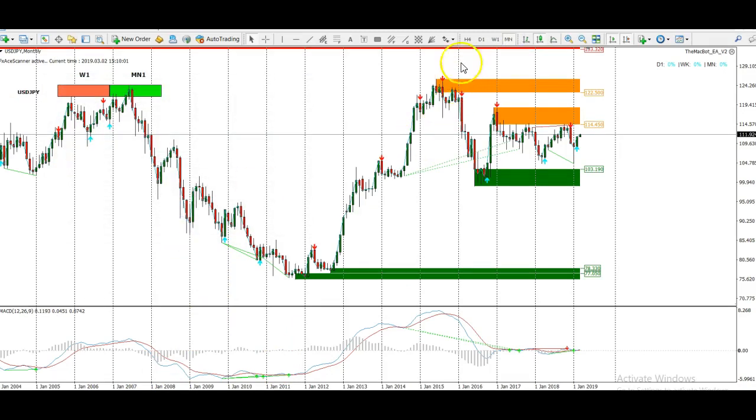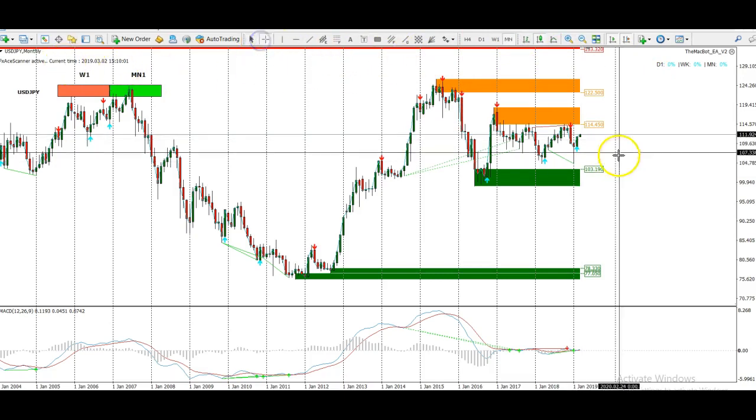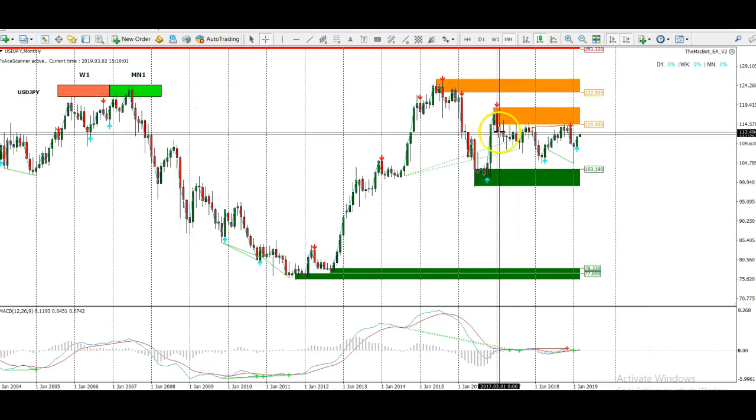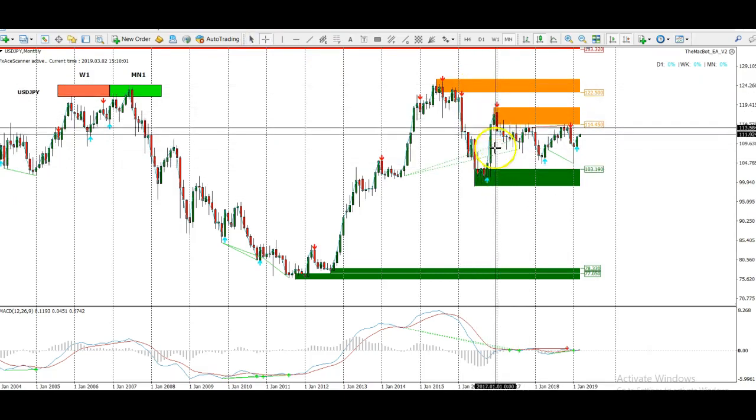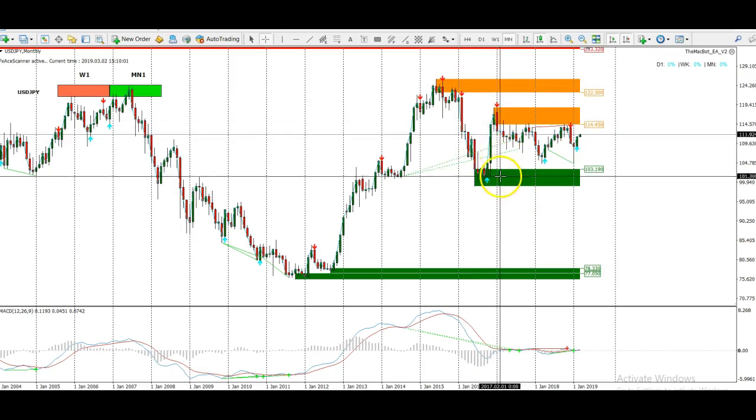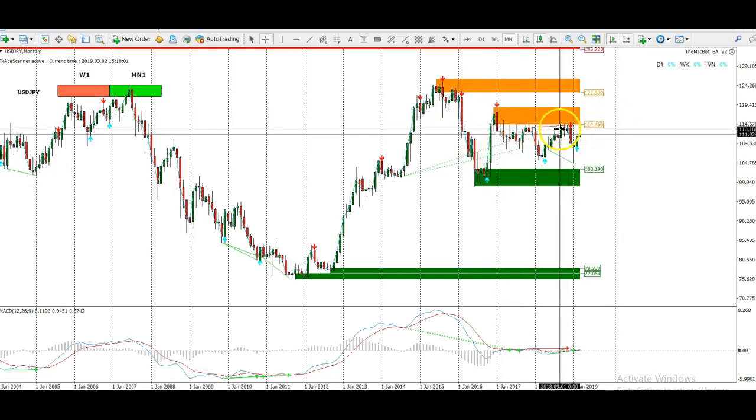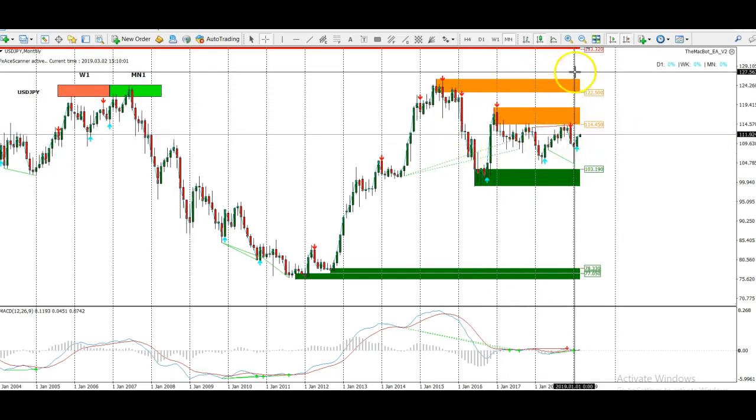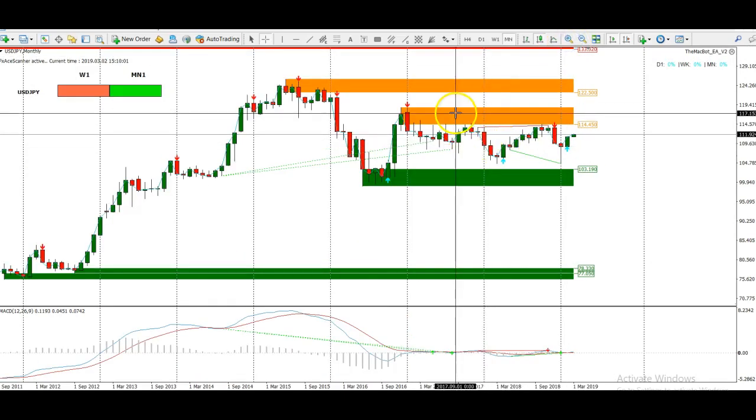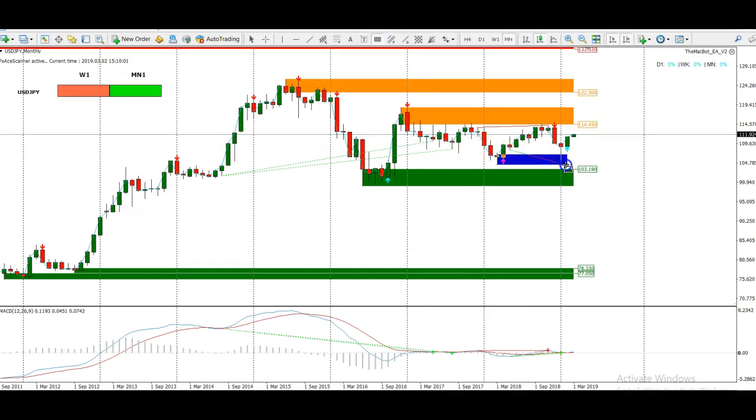So next is USD/CHF or USD/JPY. You can see since 2016 we've been ranging between this green and orange zone. It's come back up to test the 114. You had this test more or less at this zone here of the flash crash, down to the bottom of this area here.